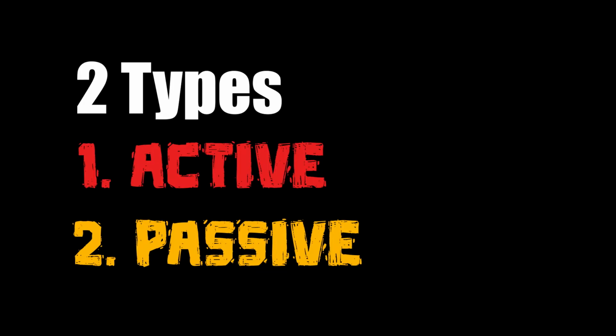And if you remember, there are two types of information gathering. We got active information gathering and passive information gathering. And we talked about them, but now it's time to fully explain them. So let's start with active information gathering.